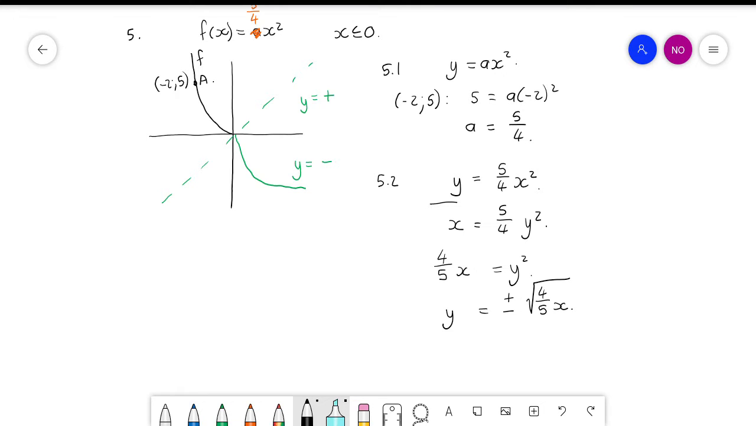Daai kan nog verder vereenvoudig. Ek gaan nou vir julle wys. Ons kan mos die 4 uithaal, because we know what the square root of 4 is. Like that. Okay. And which one will it be? Plus or minus? Yes.